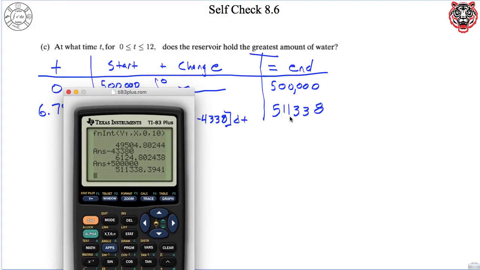It doesn't actually ask for how much, it just asks for the time. So we can just be approximate here. So this is 511,000, this is 500,000. So obviously that one is the greatest. What about 12? Do we do 12?